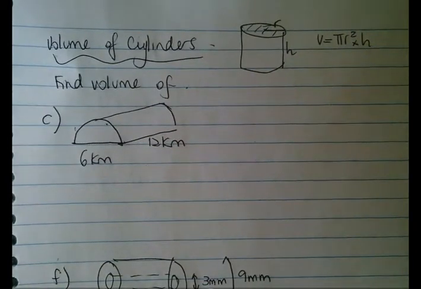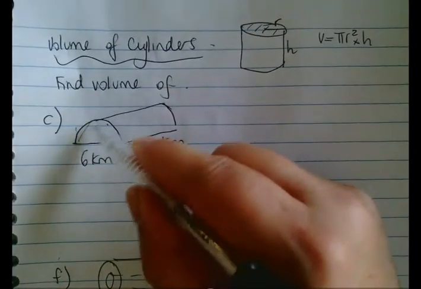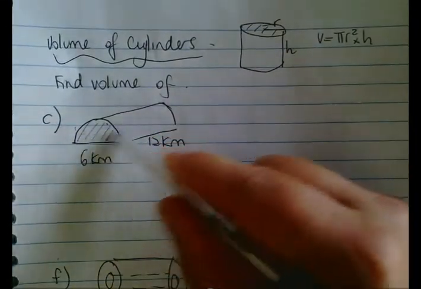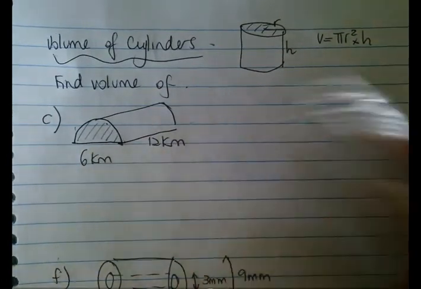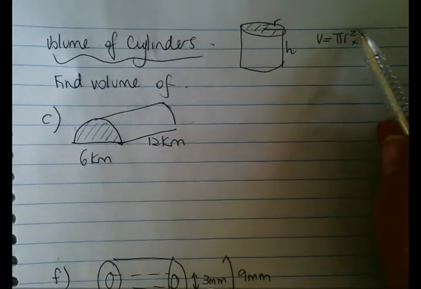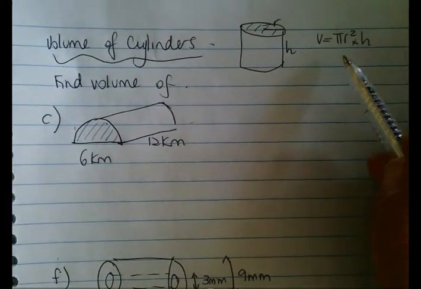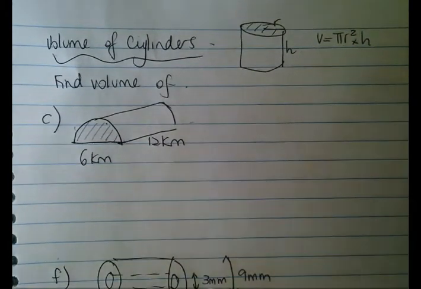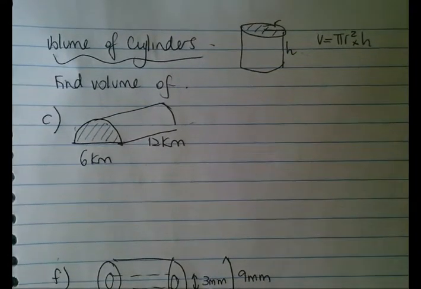Look, you can do these questions two different ways. You can just find the area of the cross-section first, which is a semicircle, and times it by the height. Or you can say, I know what the volume of a full cylinder is. It's pi r squared h, and then halve that. So it's up to you which way you want to do it. There are two ways to do this.